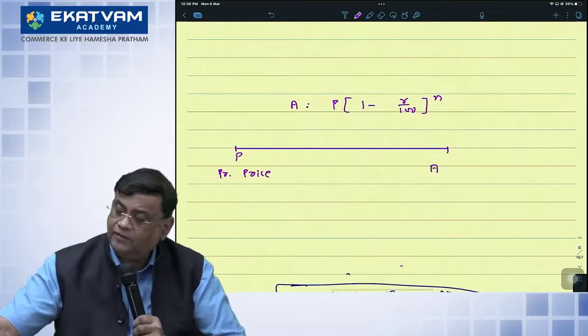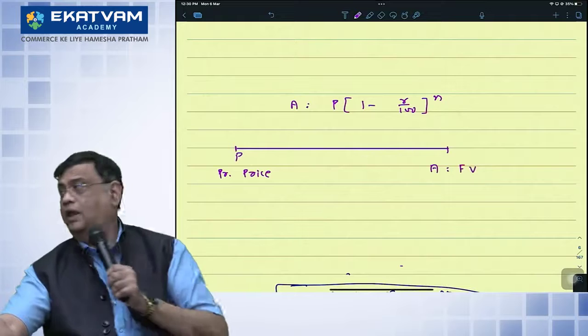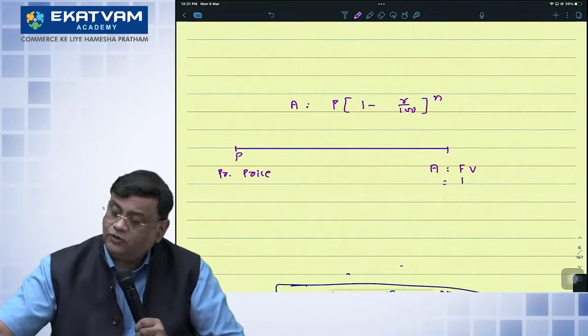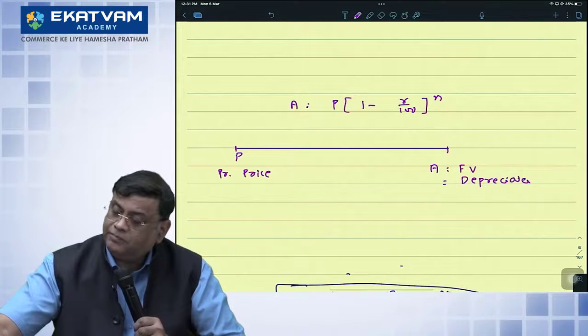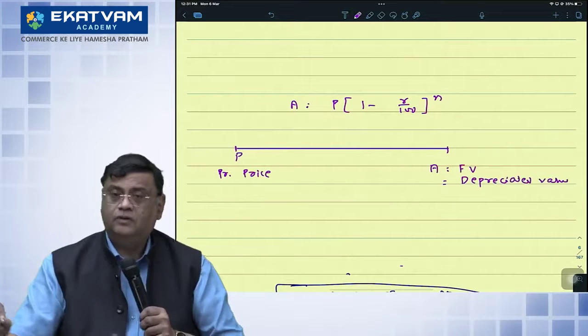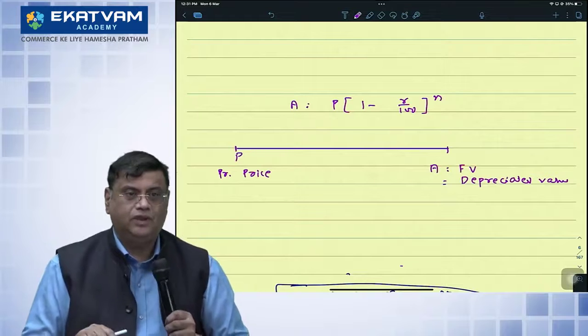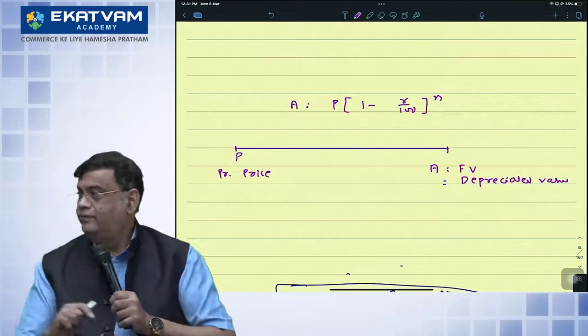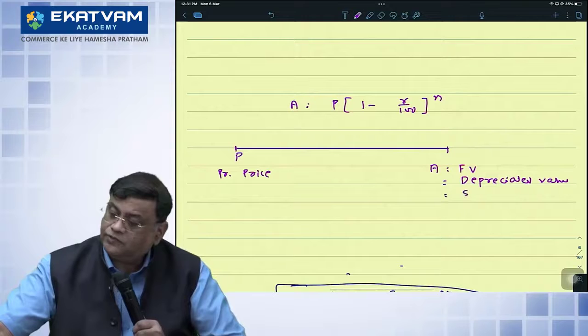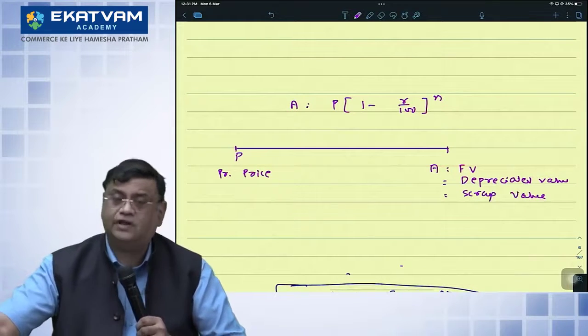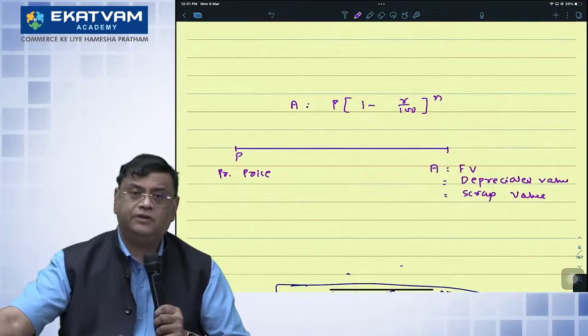What is A? That A is basically the future value. But when I say future value, you know that is the depreciated value. Now, if you are selling off your calculator, if you are disposing it off, then the same A will become the scrap value for which you will be scrapping it out.